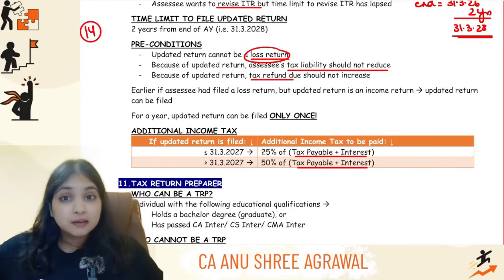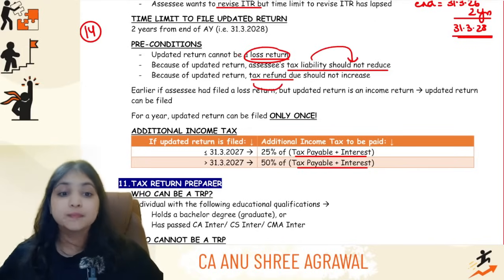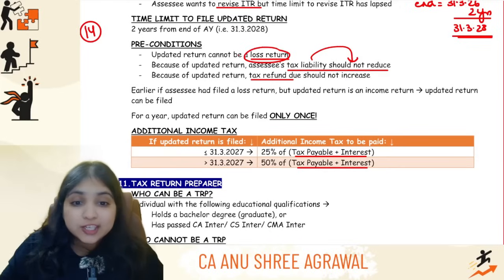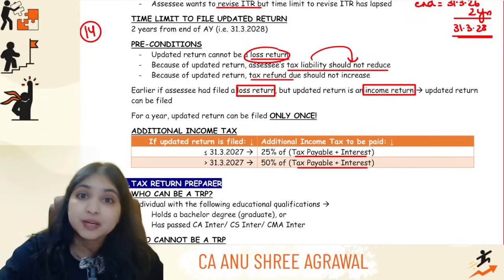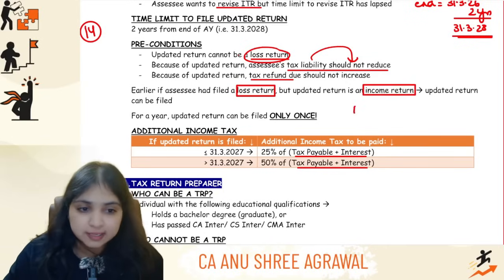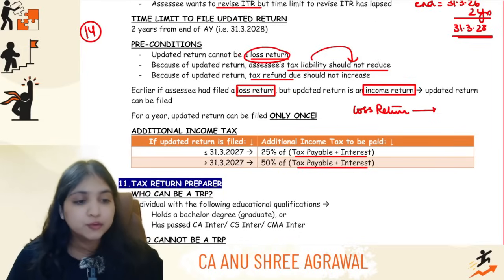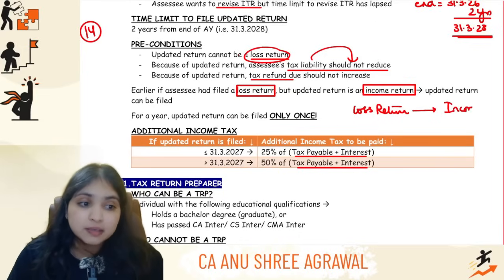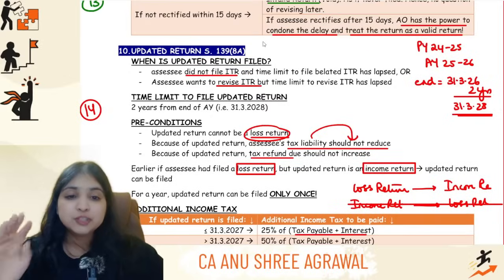If because of the updated return your tax liability is reducing or it results in a refund, even that will not be allowed. And also remember, if your original return was a loss return, then your updated return can be an income return, that is allowed. Let us say you have already filed a loss return and want to revise it, but the time limit for revising has lapsed. So the only option is the updated return, and if it is an income return, this will be allowed. But if your original return is an income return and your updated return is a loss return, that will not be allowed. So this was about the updated return.